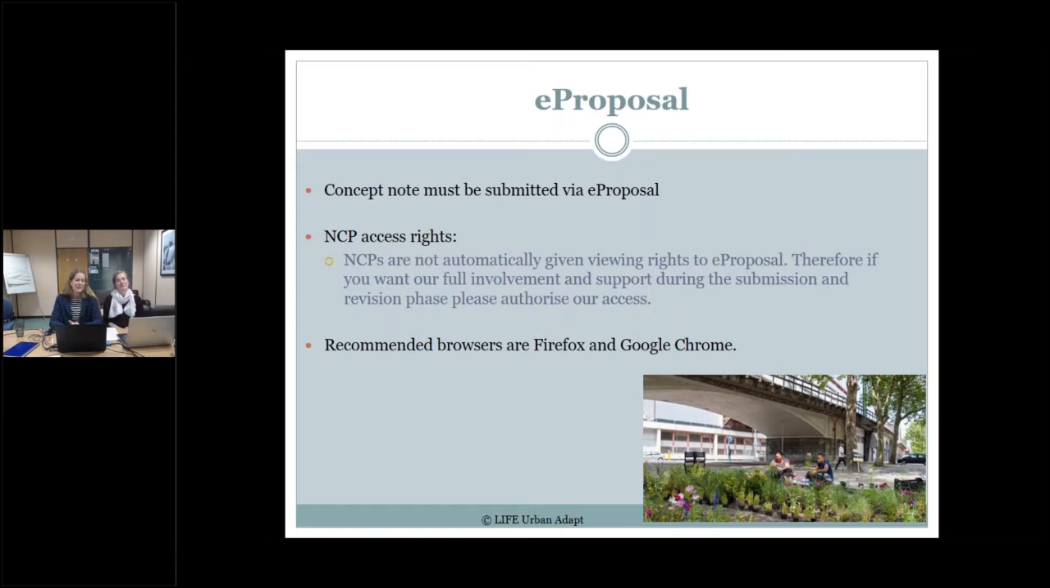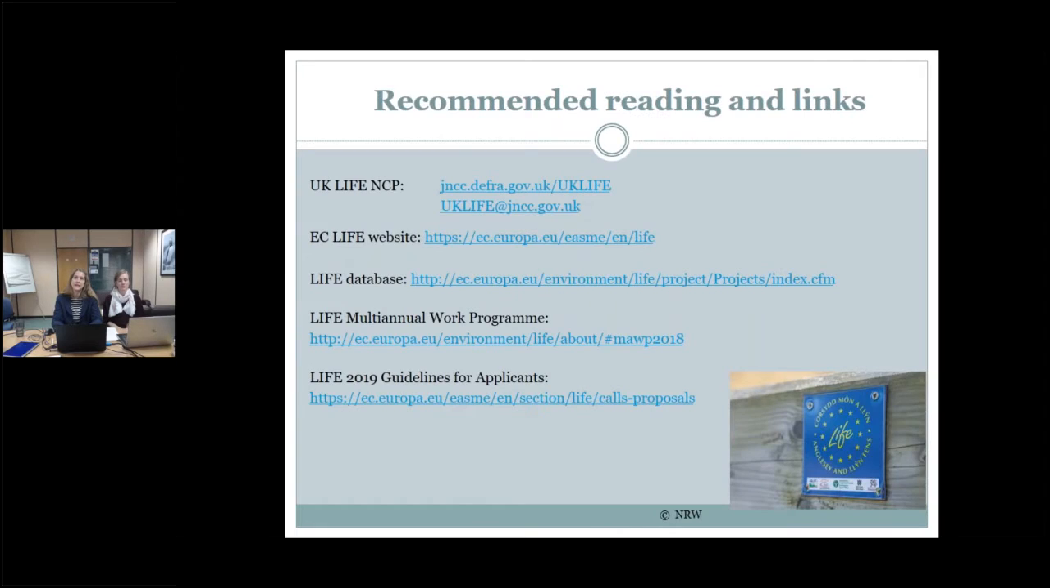We do have a clarification there. If you want our full involvement, referring to the Lithuanian. Yes, of course. If it's a transnational project and a Lithuanian coordinating beneficiary with a UK partner, we can then also see the proposal if you tick the box, as long as there's a UK partner. But it's only the national contact point who is able to see their national projects.